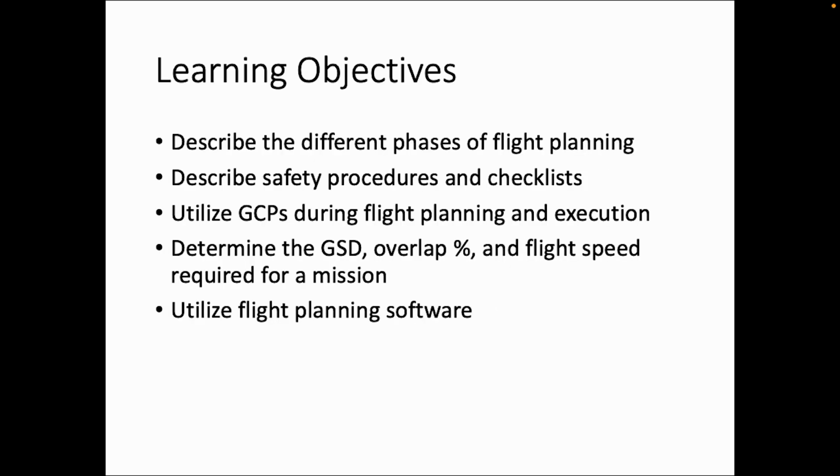So we're going to talk about the different phases of flight planning, safety procedures and checklists, just general preparation for a mission. We're going to talk about GCPs and how to make sure that they are set up in a way that ensures your flight accuracy meets specifications. We're going to talk about GSD, ground sample distance, how to set that up, how to calculate your overlap percentage and flight speed required for a mission. And we're going to talk about just general checklists and preparation for having a safe mission.